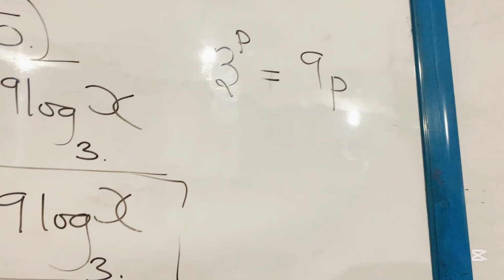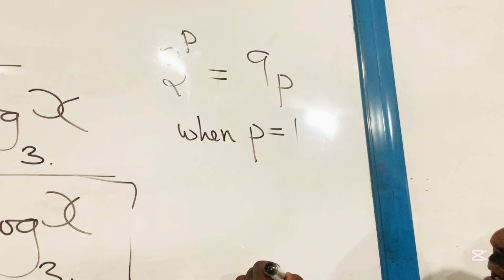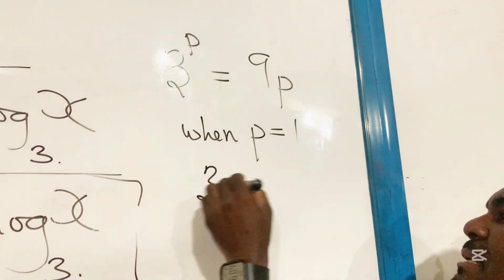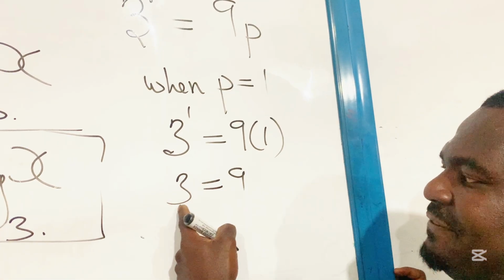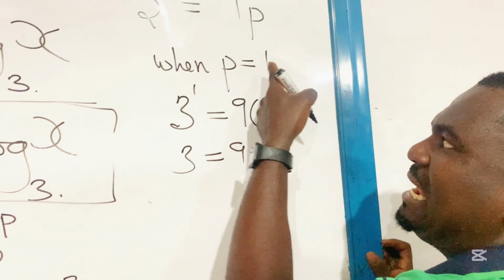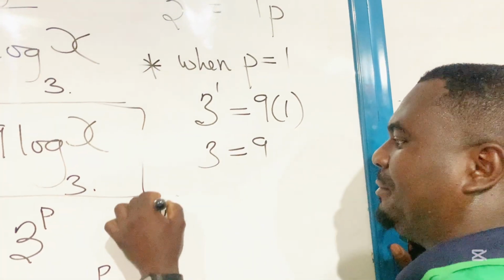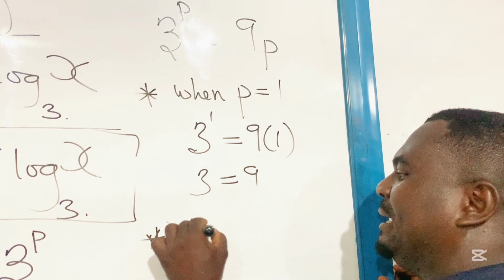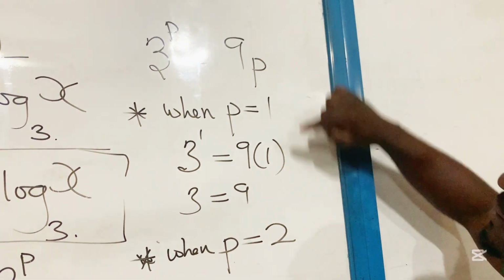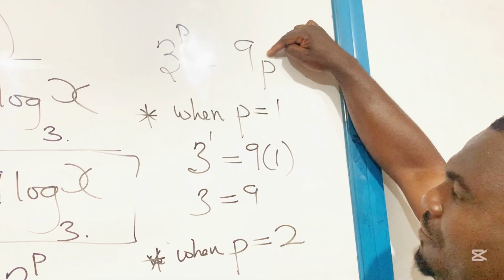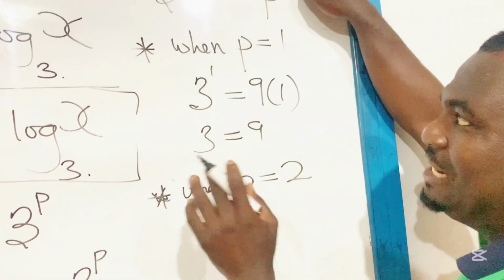So we don't know the number, so we can test it by starting with, when p is 1, then I'm getting what? 3^1 is equal to 9 times 1. And so the left is not the same as the right. So our p as 1 cannot be the answer. Then you test it with another number. So when p is 2, meaning whenever you see p, we are replacing the p with 2 so that the left will balance the right. That will be the solution set.